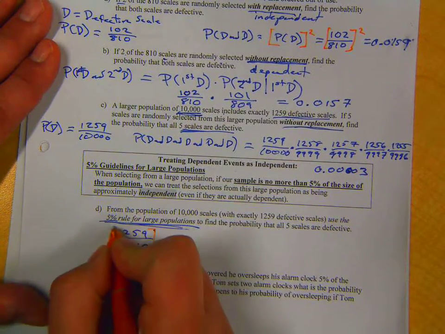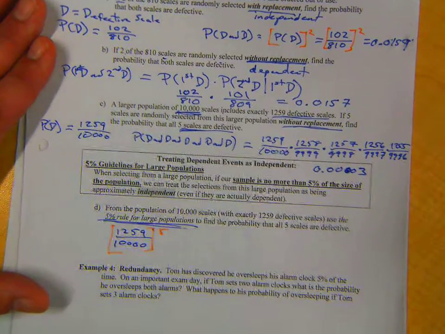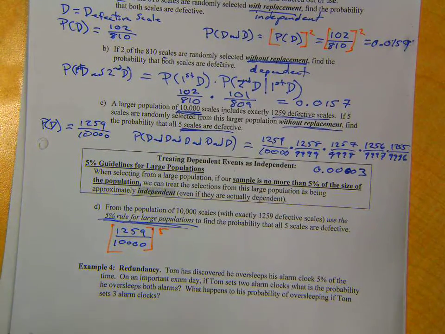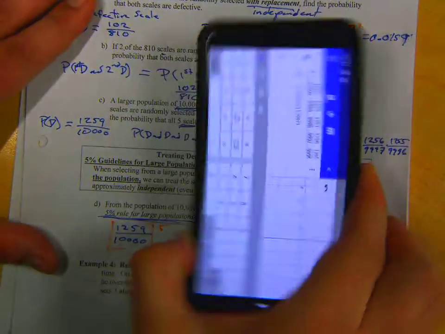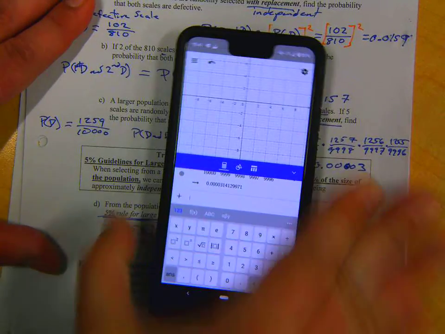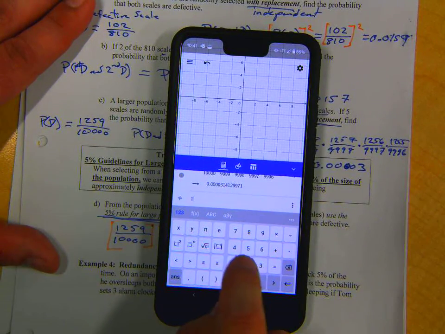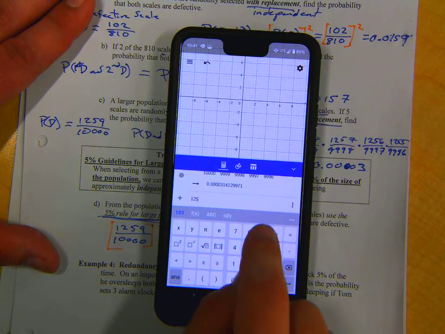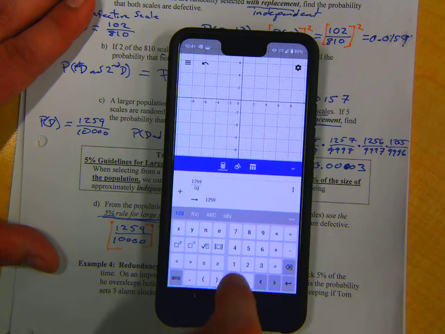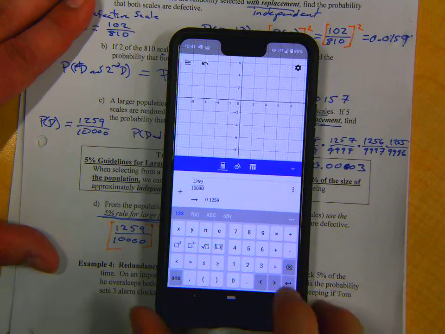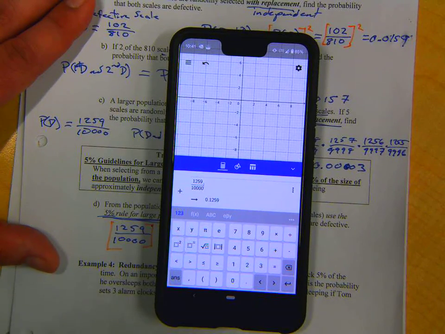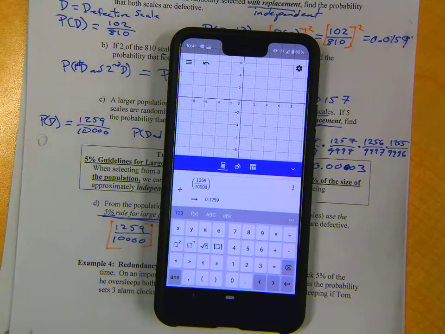See, I did that up top with my eraser. And if we use GeoGebra, it's really easy. 1259 divided by 10,000, and we can raise that. Oh man, I think I messed up. Oh, it did it. Sweet. I didn't put parentheses around it, but it still assumed it.